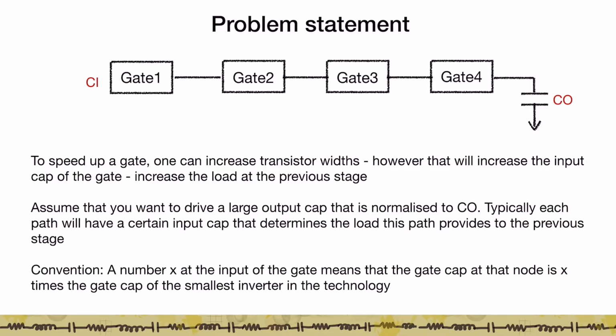So let's follow a convention. So if I put a number X at the input of a gate, that means that the gate capacitance at that node is X times the gate capacitance of the smallest inverter, right? So it is telling you how this input cap compares with respect to the smallest inverter that we have in the technology.